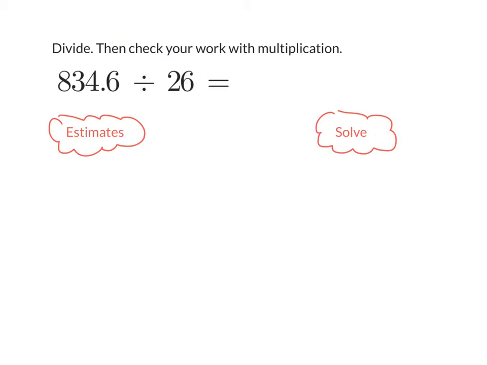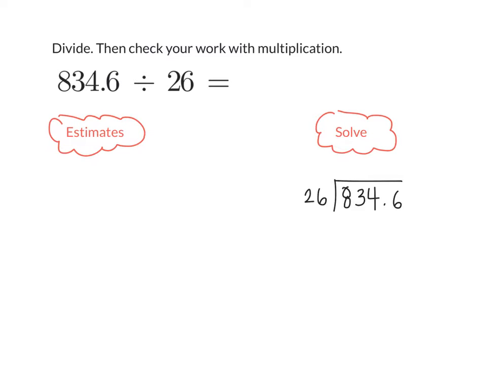Okay, start by setting up your standard algorithm in the solve area. Which number lives inside the house? Arnav? 834.6. Which number is knocking on the door? Karis? 26.